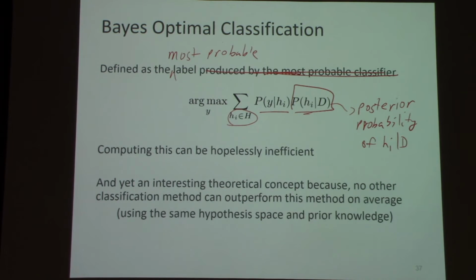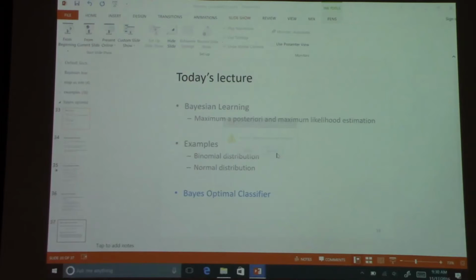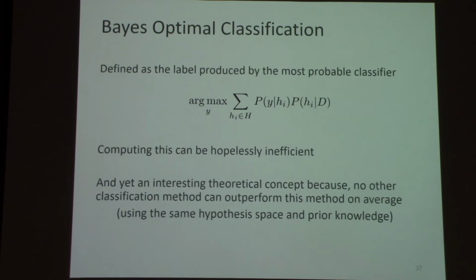Other questions? Questions about Bayesian learning in general? If not, we're going to switch gears slightly to what could be called... yes, there's a question. How do we know the posterior probability? Hold on. How do we know this term here? Yeah, how would we know that?